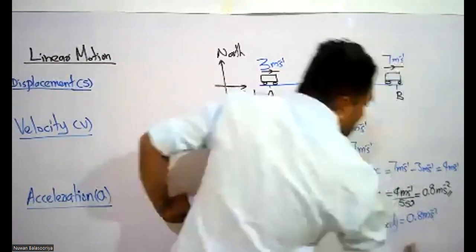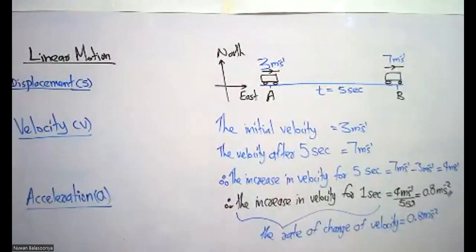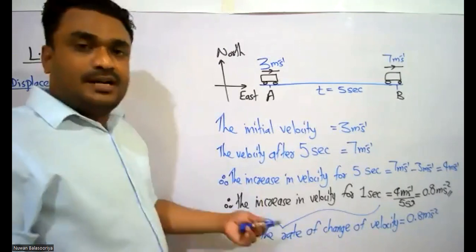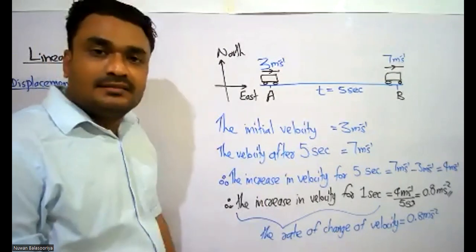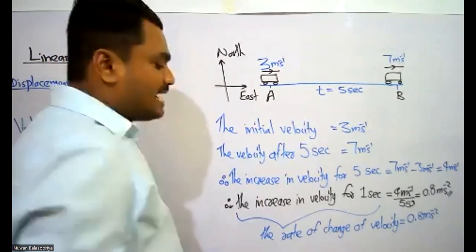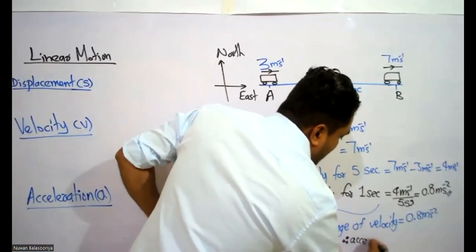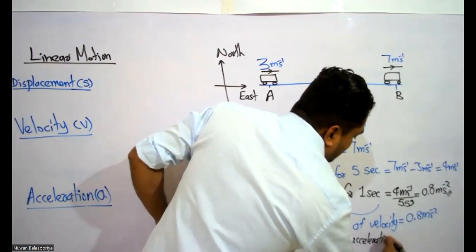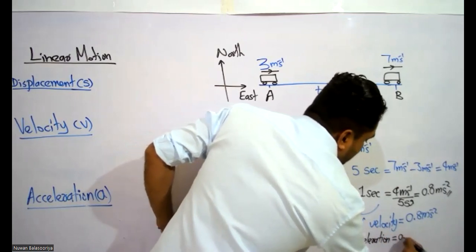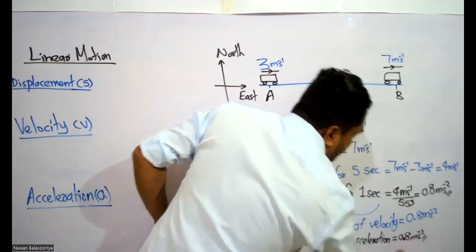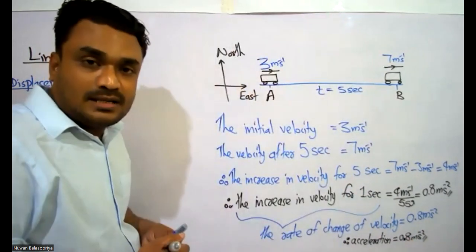But what is the definition of rate of change of velocity? Rate of change of velocity means? Acceleration. Very good. Therefore, the acceleration is 0.8 meter per square second. So this is one of the ways to find acceleration in advanced level.